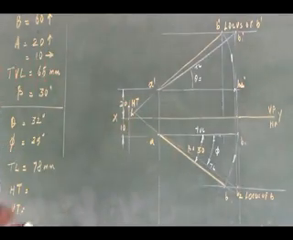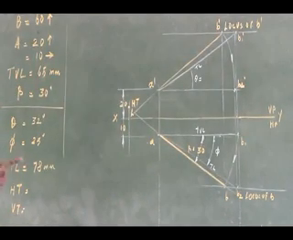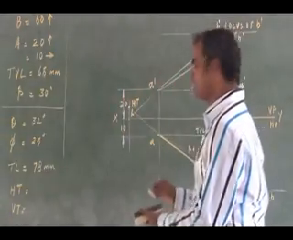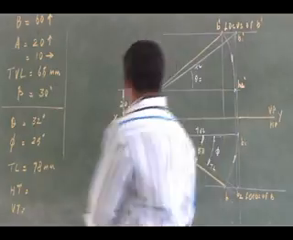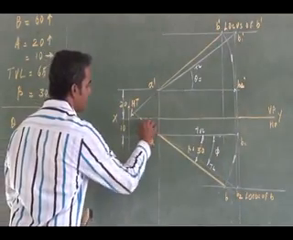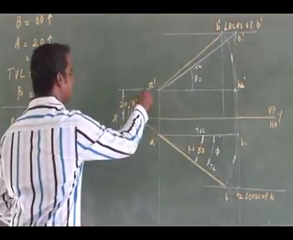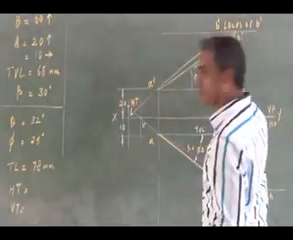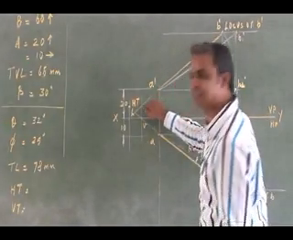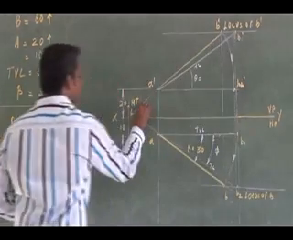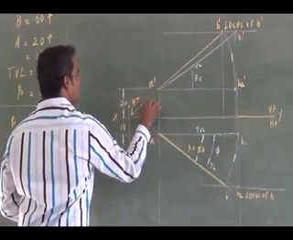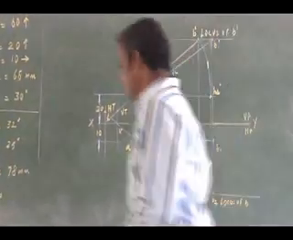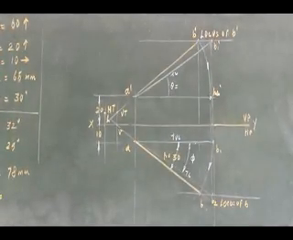So how can I mark the vertical trace? Extend the top view first. Where it meets the reference line, so already it is meeting the reference line here, that is my small v. There I can draw a vertical line. Then extend the front view, already it is extended. Where it meets the vertical line here, that is my vertical trace. So you have to solve this problem. We will proceed to another problem, take another problem.